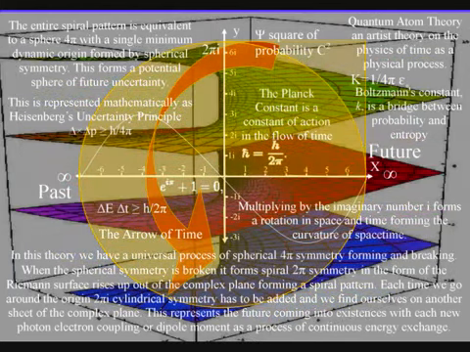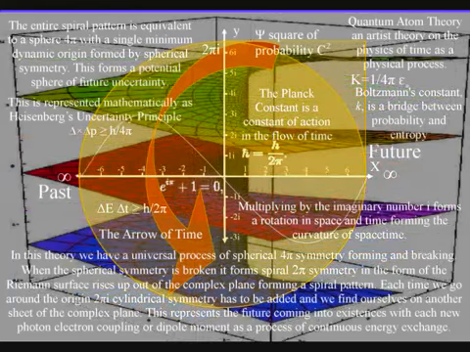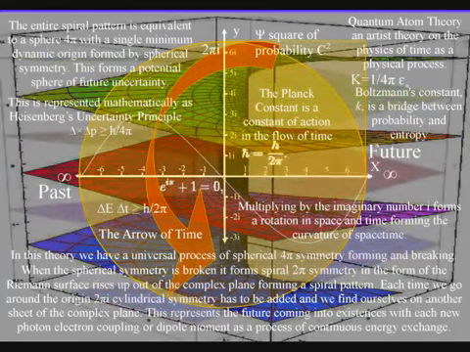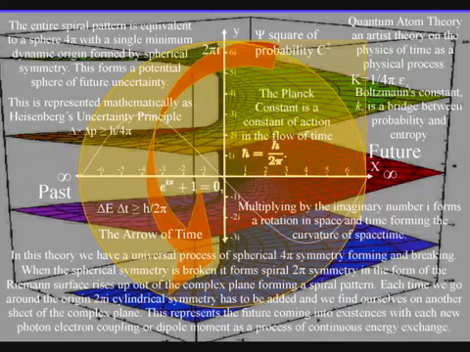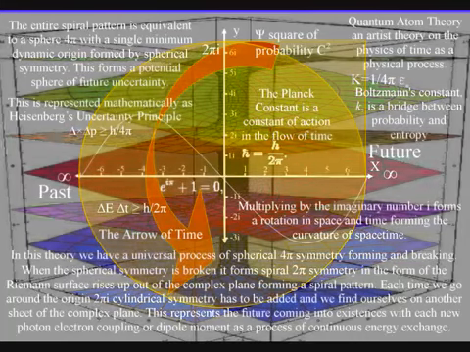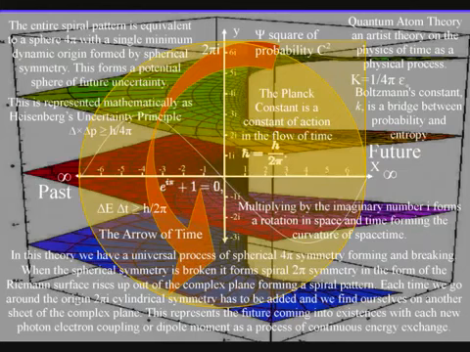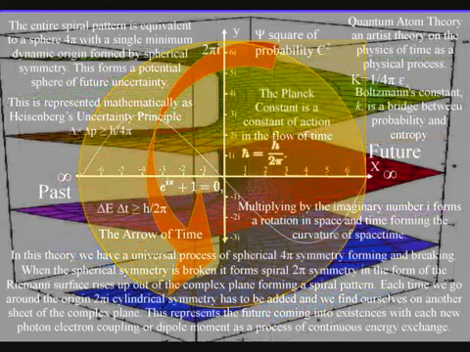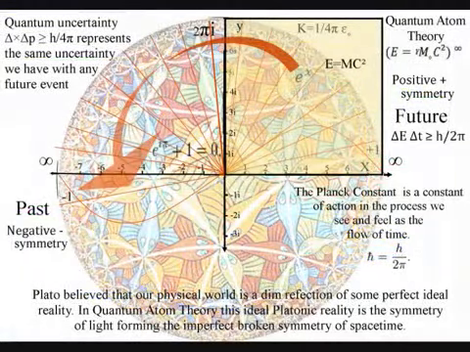Each time we go around the origin, 2 pi, cylindrical symmetry has to be added, and we find ourselves on another sheet of the complex plane. This process forms the three-dimensional space of our everyday life, with a past we can never change, and a future that is always uncertain.